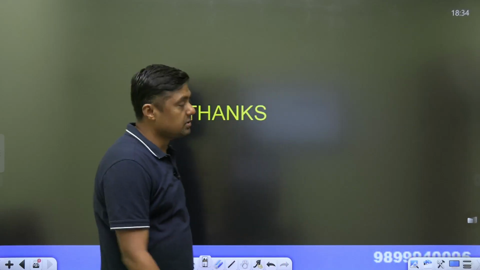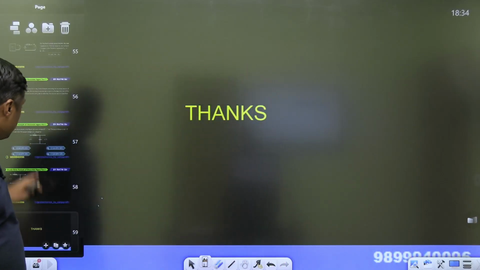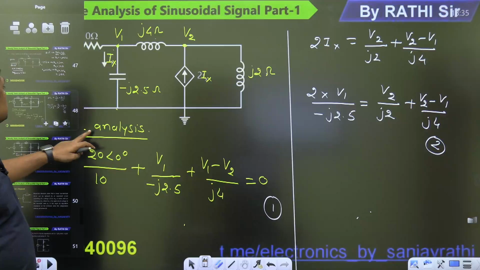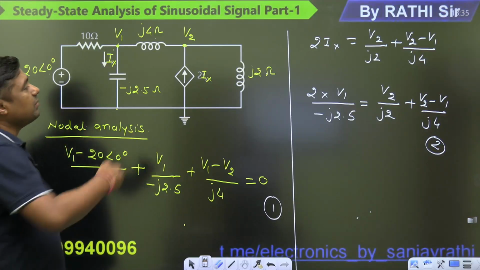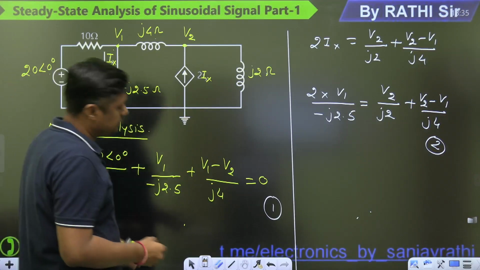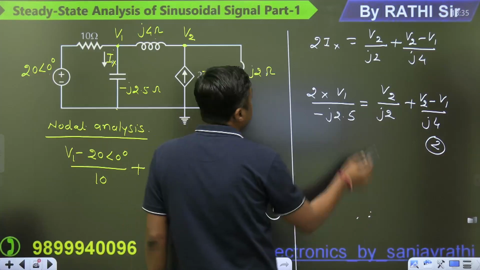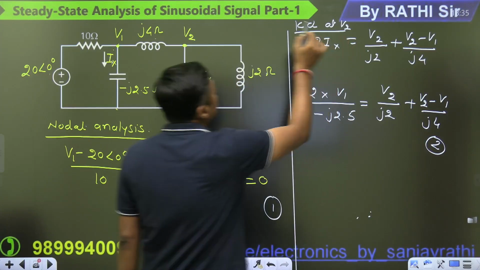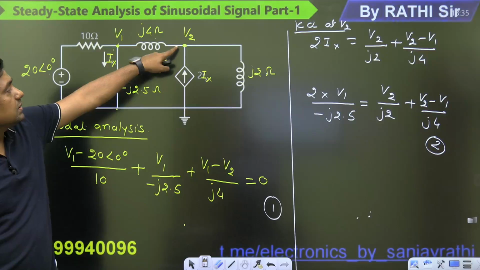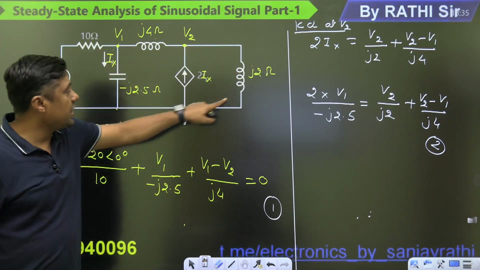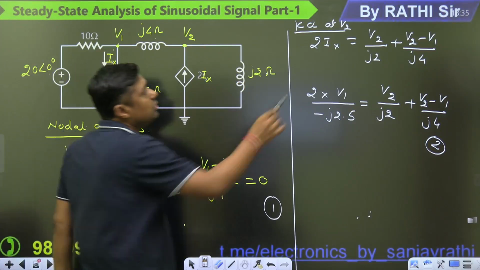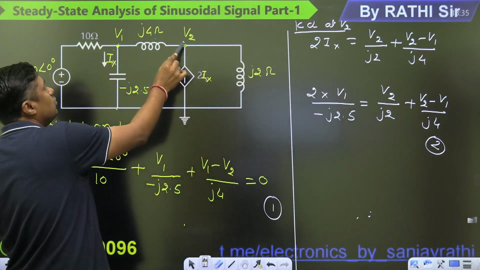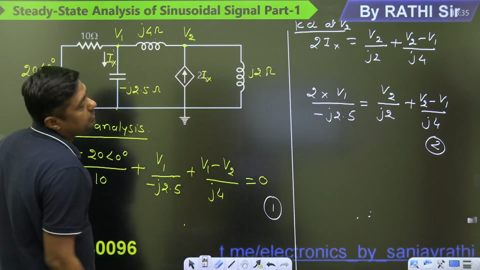Sir, I did not understand equation 2. Which equation? Okay. We are writing the KCL at V2. What is the incoming current? Tell me. 2Ix. What is the outgoing current? V2 minus 0 by j2, so V2 by j2. And the other outgoing current is V2 minus V1 by j4.